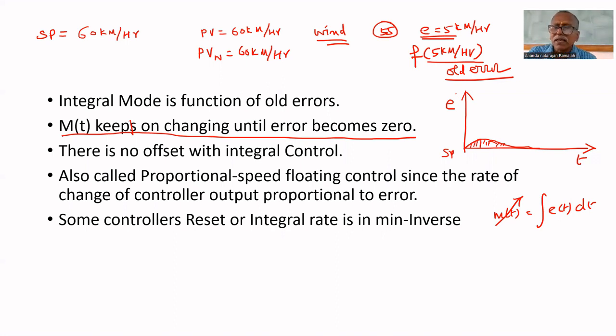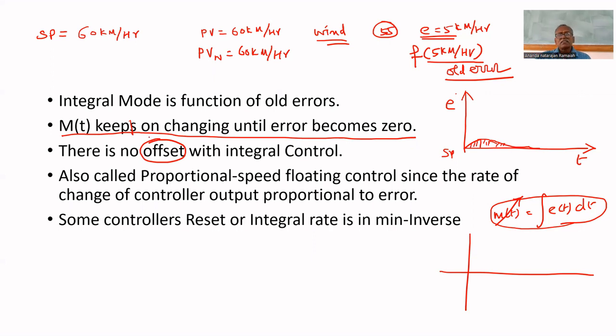The integrator continuously integrates the error to increase the controller output. That's why the integral mode completely eradicates the error. So if you use integral mode, there is no offset. Offset and steady state error are one and the same. No offset for integral control.